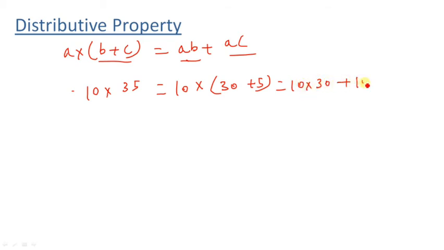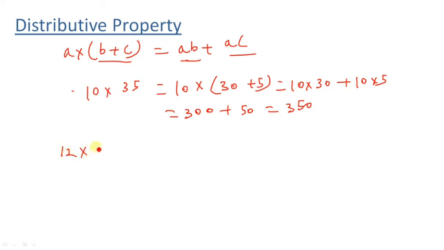Now which will again will be equal to 10 into 30. It means 300 plus 10 into 5 is 50. So the total will be 350. Okay. So in this way distributive property is obeyed by whole numbers. Okay. Now what is the application of distributive property? Suppose you have to find 12 into 35. Okay. Suppose you have to find 12 into 35.